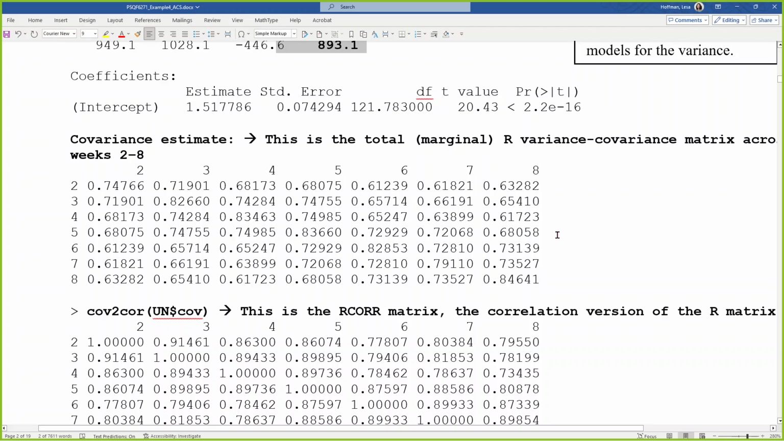By the way, the MANOVA, the Wilks lambda and all those tests, those are likelihood ratio tests. They are. They're the same thing. I can prove it to you if you care, or you can just believe me. Jonathan figured that out like 15 years ago.